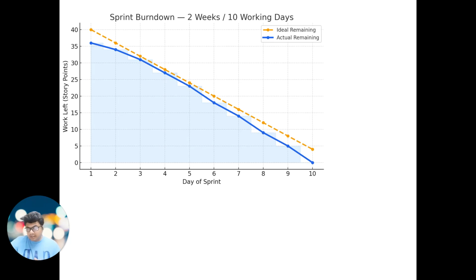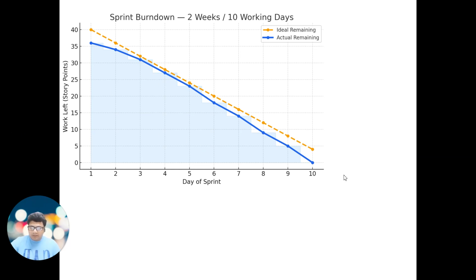So basically, this is the ideal sprint burndown chart. The x-axis is days of the sprint, that is 10 days, which means 2 weeks, and the y-axis is story points. Over here, I will say that the team committed 40 story points at the start of the sprint. So it was 40 story points for 2 weeks. So this is the sprint burndown chart.